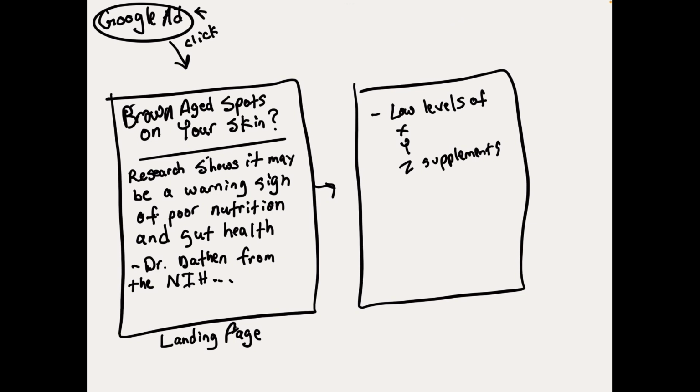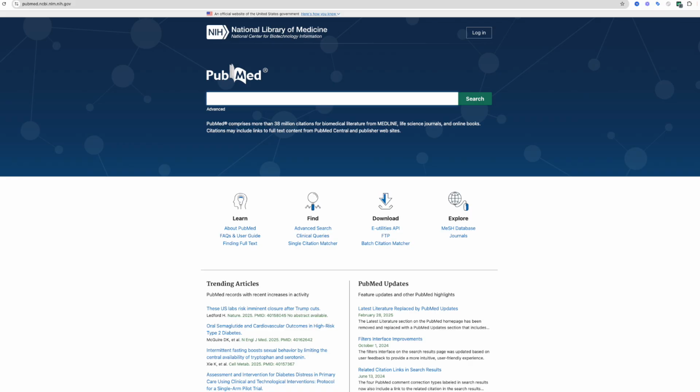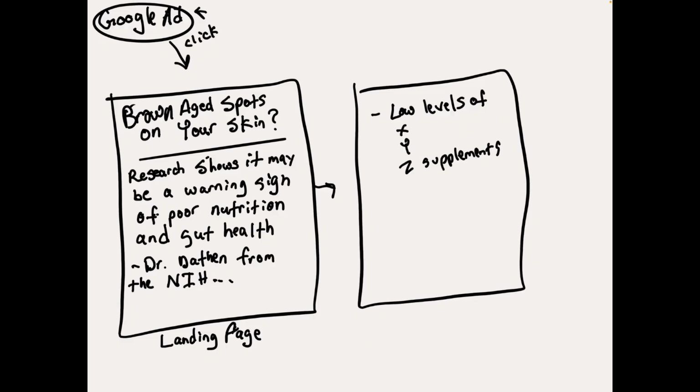And then I need to get an expert in here. But I would actually go out on a National Institute of Health site. They've researched everything under the sun. So if you want to know, go to the NIH and find anything on gut health or supplements or whatever, I can guarantee you there's a study on it. So all you have to do is use third-party credibility from a trusted source and start quoting them and citing them in your document. In this particular case, I would say, brown age spots on your skin. Research shows it can be a warning sign of poor nutrition and gut health.